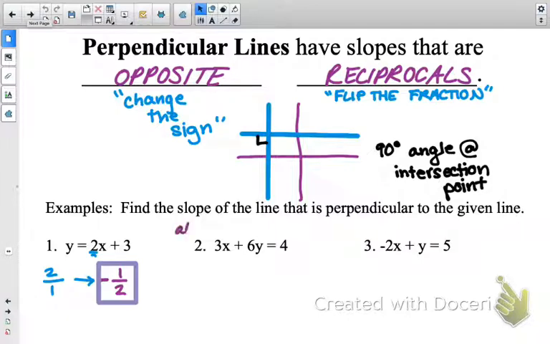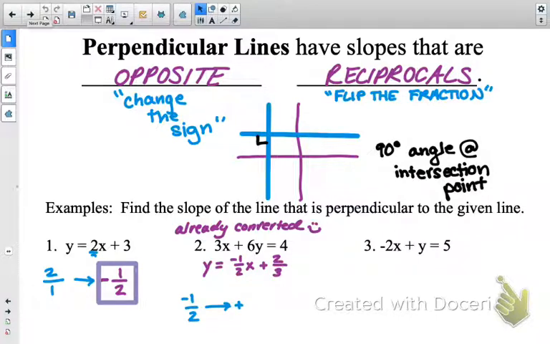All right, number 2, we already did all the hard work to get this into y equals mx plus b form, so I'm just going to copy it from the previous slide. Negative 1/2 is the slope of number 2. I need to change the sign, and I need to flip the fraction, so it becomes positive, and 1/2 flips to 2/1. Now I'm going to reduce it because plus 2/1 looks kind of weird. That's just regular 2.